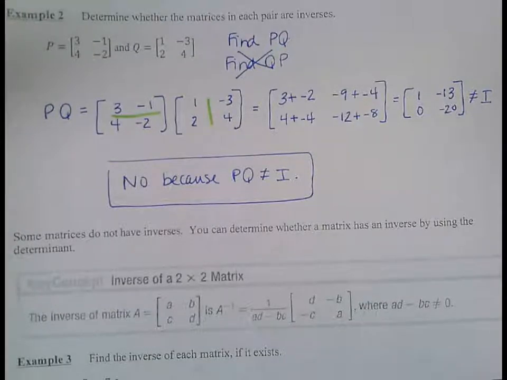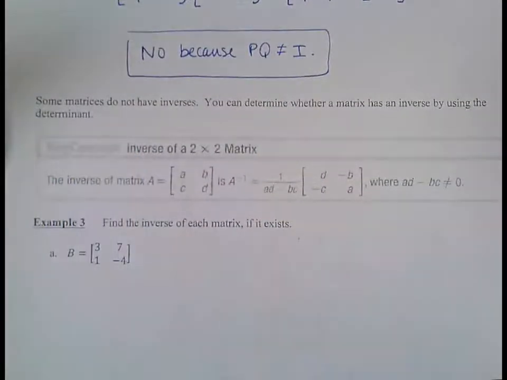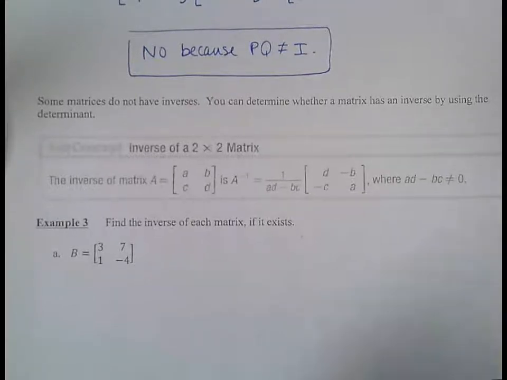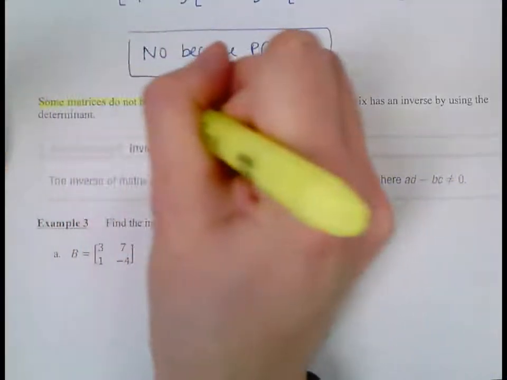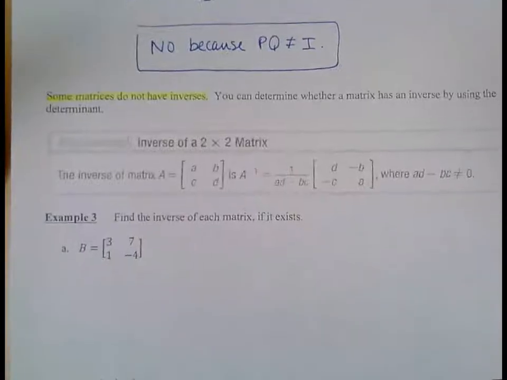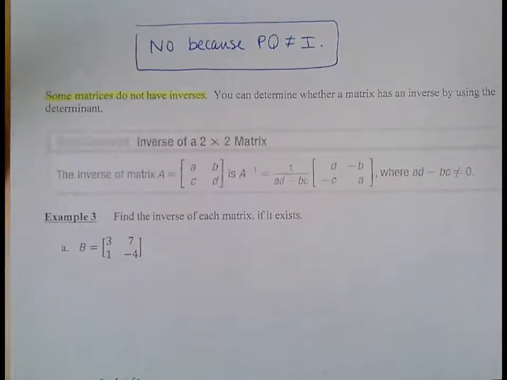Okay, so then the next set of examples is actually finding the inverse of a 2 by 2 matrix, and there is a formula for it. You do not have to memorize the formula, but you have to know how to use it. So I will give you the formula. It does say here that some matrices do not have inverses. So not every square matrix will have an inverse. That's important for you to understand.